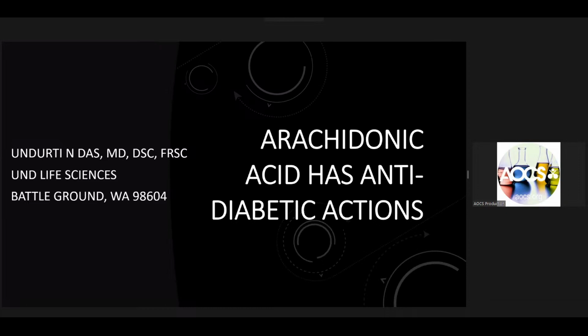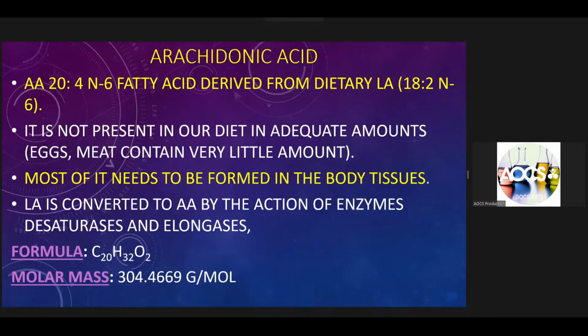This work started back in the 1980s when we tested all the fatty acids in the plasma of patients who have diabetes, and we found that arachidonic acid is significantly lower. And so we thought that we should concentrate on arachidonic acid, unlike others who are looking at N3 fatty acids.